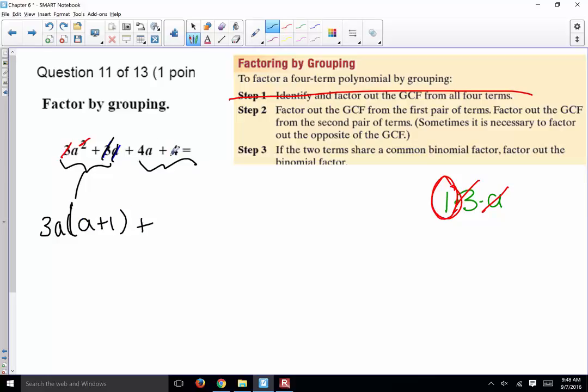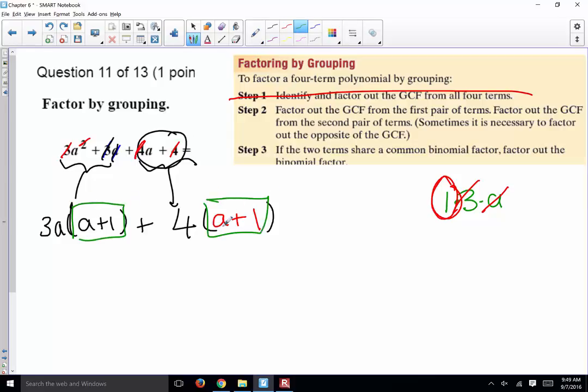How about here? 4a and 4. In this group, anything common? 4a and 4. Anything common? 4, double 2 is common, or 4 common. Once I tax 4 to each guy, what is left? A plus ghost, 1, right? Perfect. What is matching now? A plus 1, A plus 1. Move it here. Leftovers should be here.